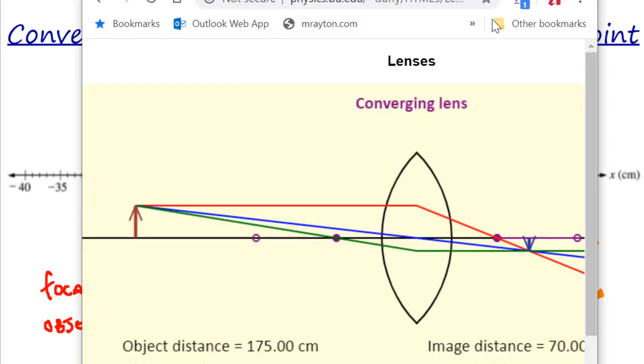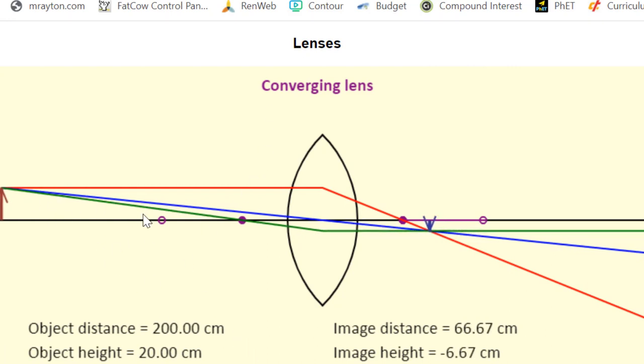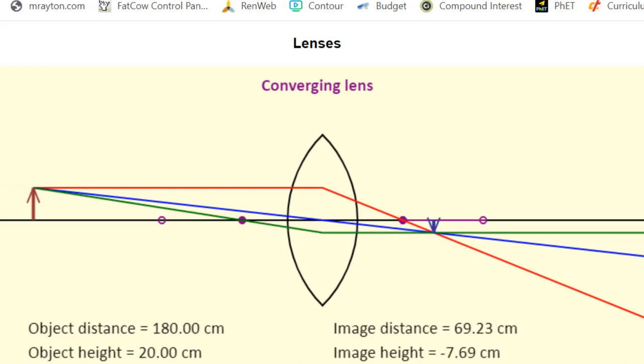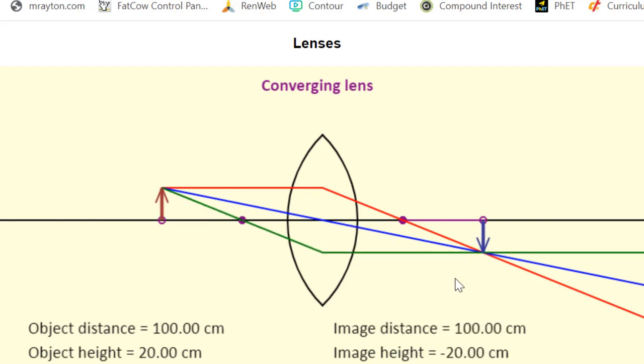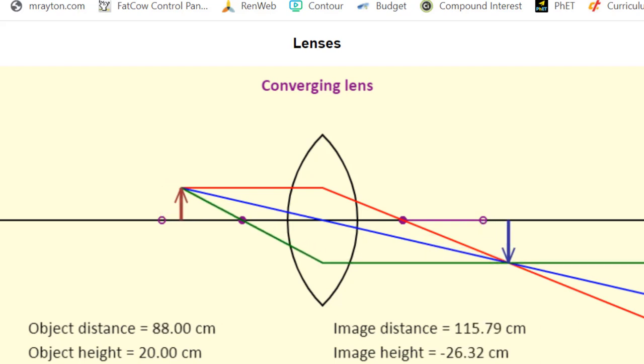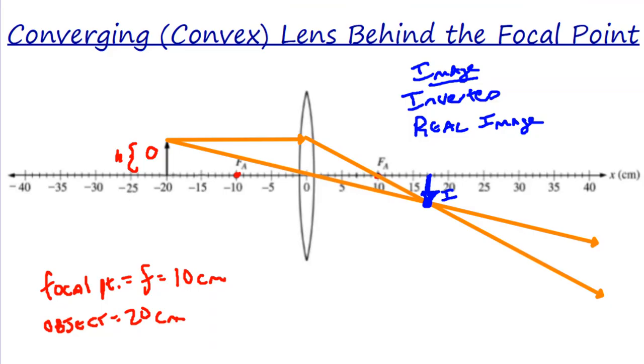If we take a look at something like this, let me come here. You can see this object is further away from the focal point here. You can see this focal point is this first point right here. You can see the object is smaller but inverted. And as I get closer and closer, when I'm exactly double the focal point, you can see the object is exactly the same size. It's inverted. It's at the same place on the other side. And as I get closer and closer to my focal point, you can see my object is getting larger and larger, but it's still upside down. It's still inverted. Okay, so that's the first lens we need to know how to draw.